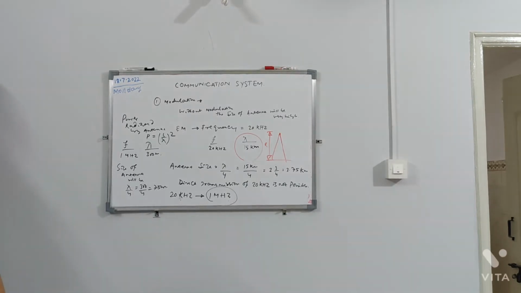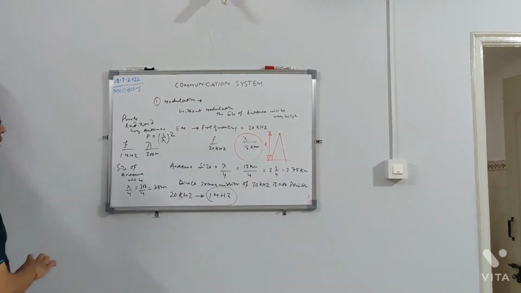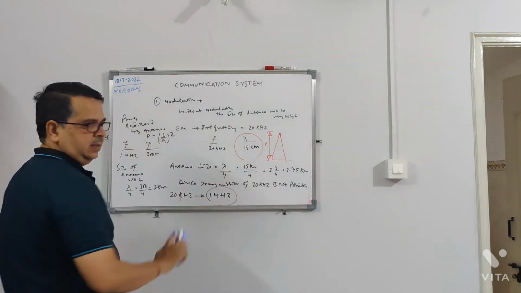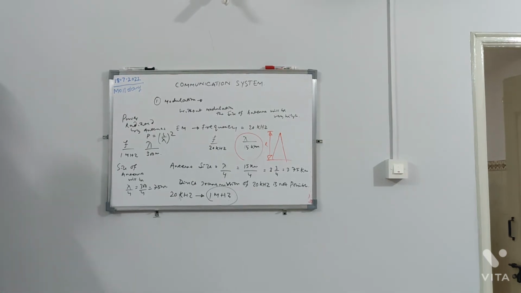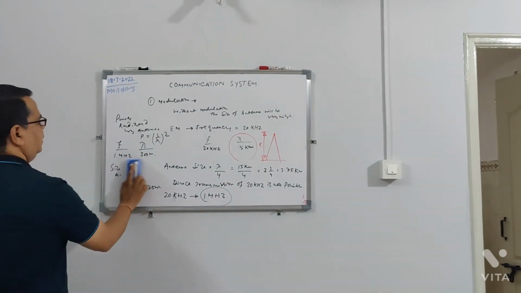Then we are discussing that there are three ways of sending these signals. Okay, there are three ways. Okay, you can take a picture.